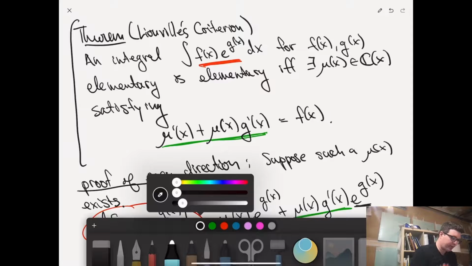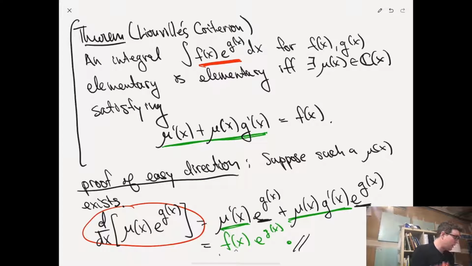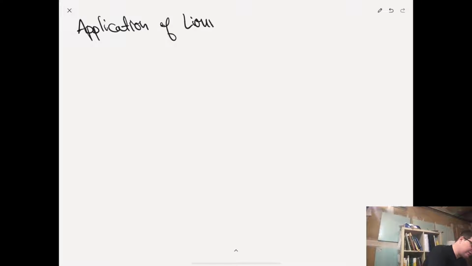All right, so let's do the application first, okay? So the application. This is kind of the fun part. Liouville's criterion.